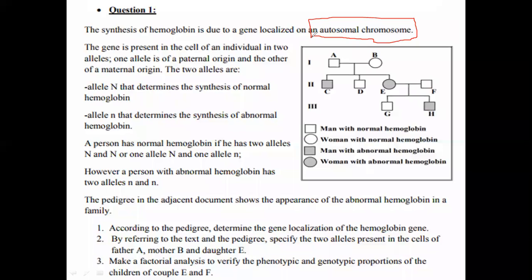While sometimes I'm going to tell you, for example, it's located on the X chromosome. If I told you on the X chromosome, so immediately it's going to be X-linked. It's going to be X-linked. What is the meaning of X-linked?